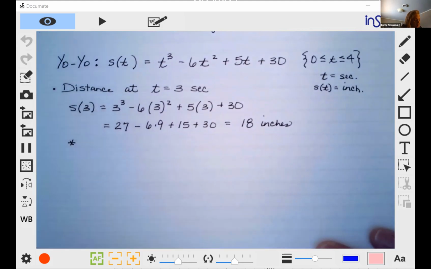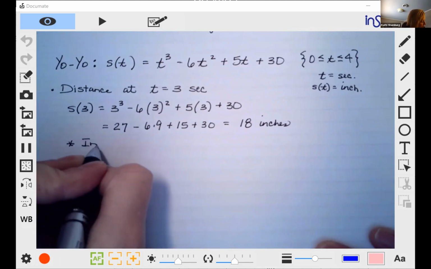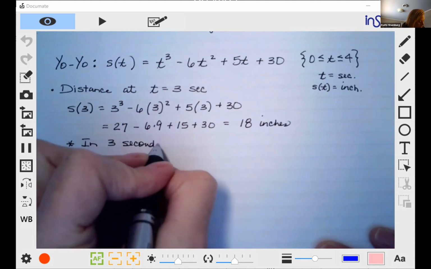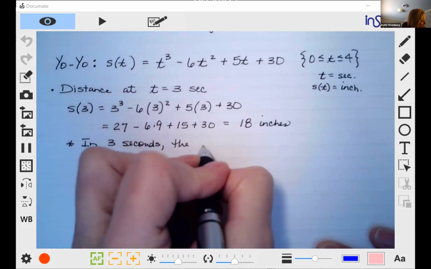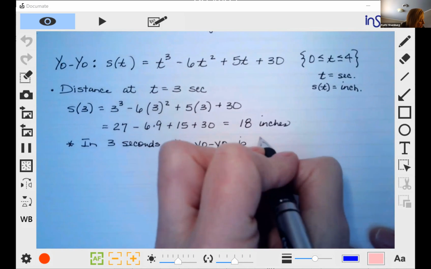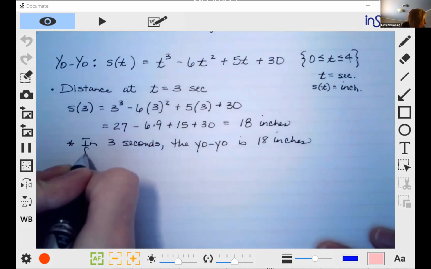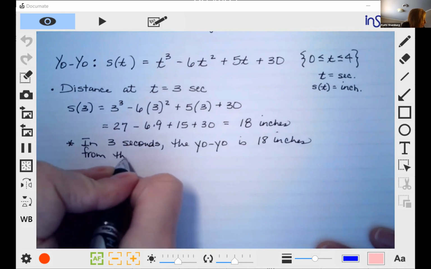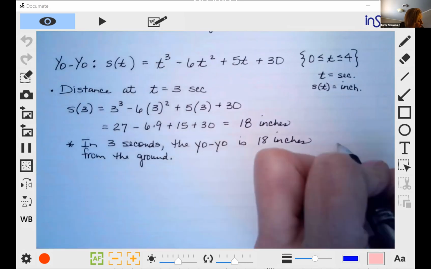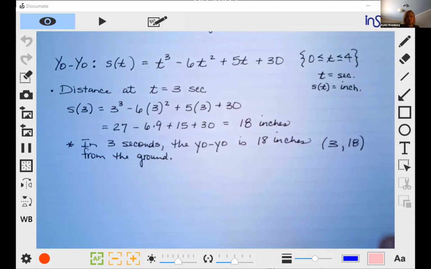All right, so interpretation, because we know that WebAssign asks for it and you need to be able to interpret your findings. So what that means is in 3 seconds, the yo-yo is 18 inches from the ground. Because what we know here is we inputted 3 seconds and it outputted 18 inches.